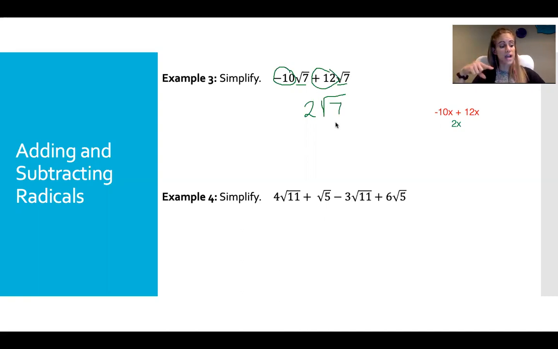And is this a rational or irrational number? It is irrational because we still have the square root of 7. So that is an irrational number.